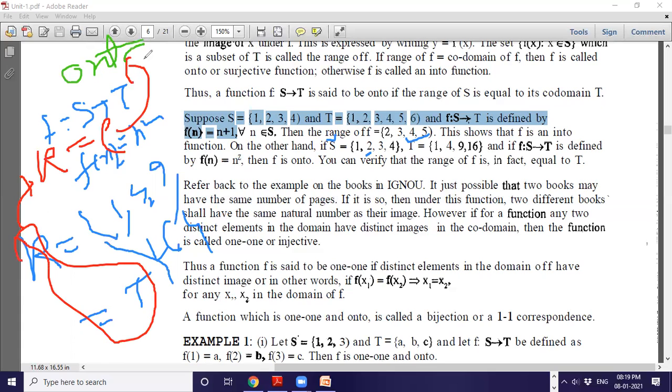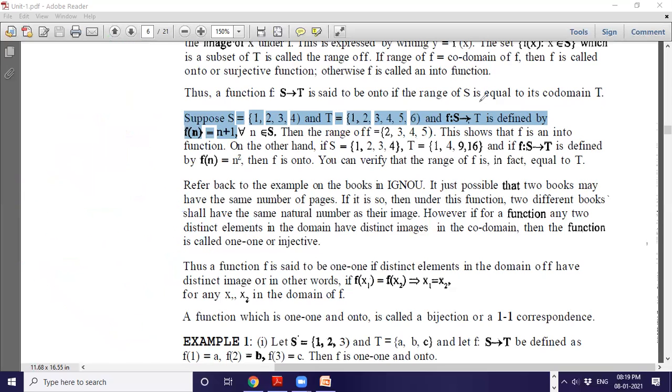Right? So I hope these into and onto concepts are clear. I hope this is sufficient for today. And in the next class, we'll discuss the further concept of one-one function.